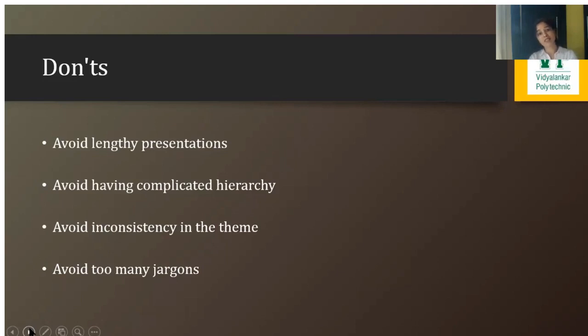And then complicated hierarchy. That means there should not be topics, subtopics, then again subcategories, because it may distort the comprehension. Then jargon. We should not use jargon because jargon is specific to the organization or the institute, and it may not be understandable by the general public.